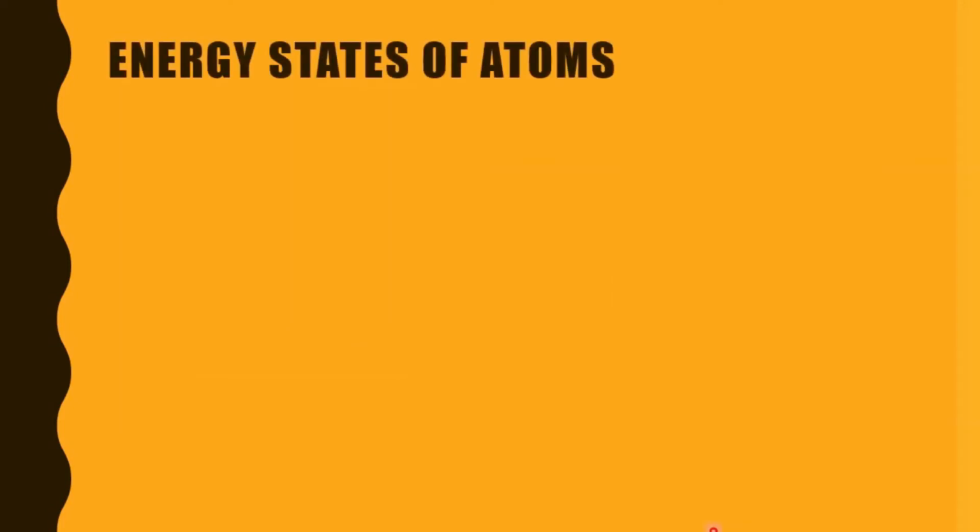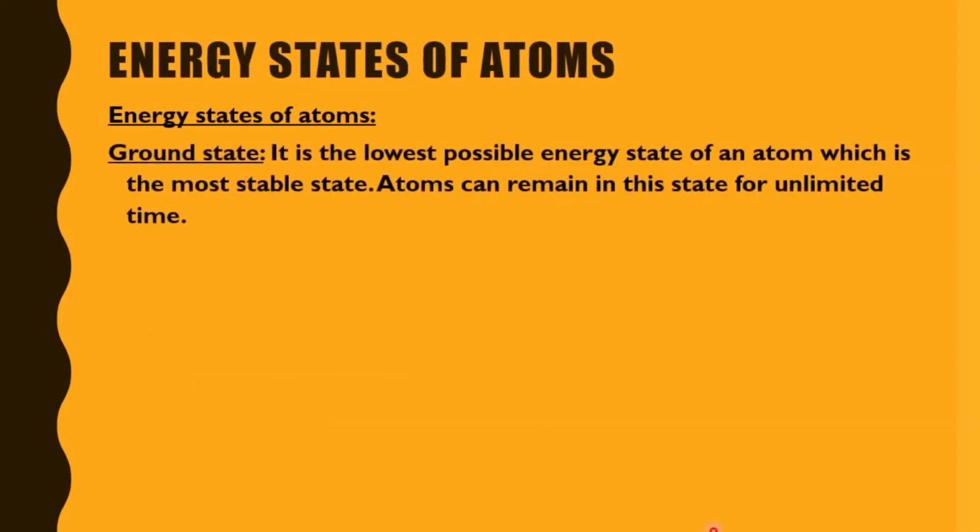Okay. So now we will see the energy states of atoms. The energy states of atoms are, first, the ground state. That means it is the lowest possible energy state of an atom, which is the most stable state. That means it is the lowest state and it will be the most stable state. An atom can remain in this state for unlimited time. So the two points are that it is a low energy state and the most stable state, and atoms will remain for unlimited time.